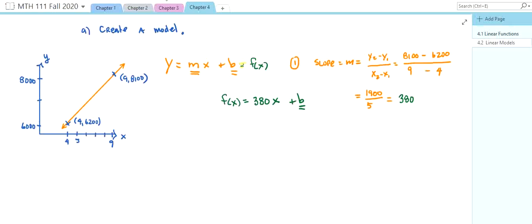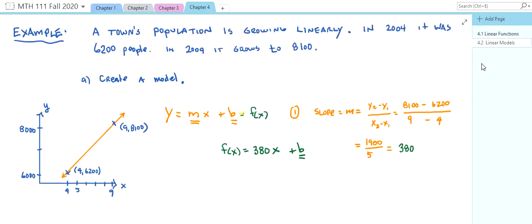Well, we do have two pieces of information that came in the problem, namely, oops, this isn't working. Okay, now I got it raised up. Namely that in 2004 we had 6,200 people, and in 2009 we had 8,100 people. So notice, by definition, these 2 points should satisfy our function. So if these 2 points satisfy our function, then either of these points can be used to figure out what b is, and we should get the same answer either way.